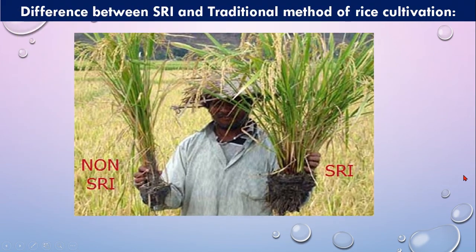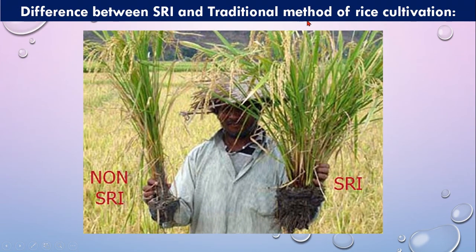And now the difference between SRI and the traditional method of rice cultivation. This is the main difference. As you see, this is the plant which we planted in the traditional method. Here you see the panicle is not too much, but here there are lots of panicles, that means the tiller is more and grain is more as well. This is the main difference.